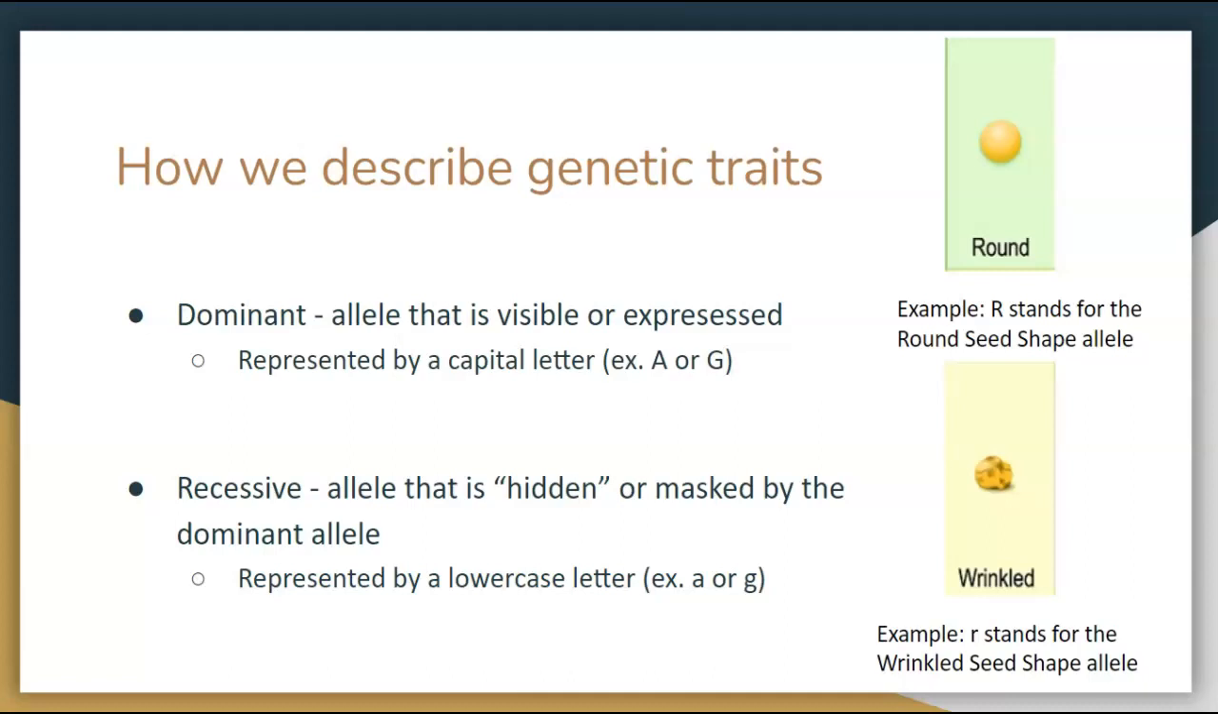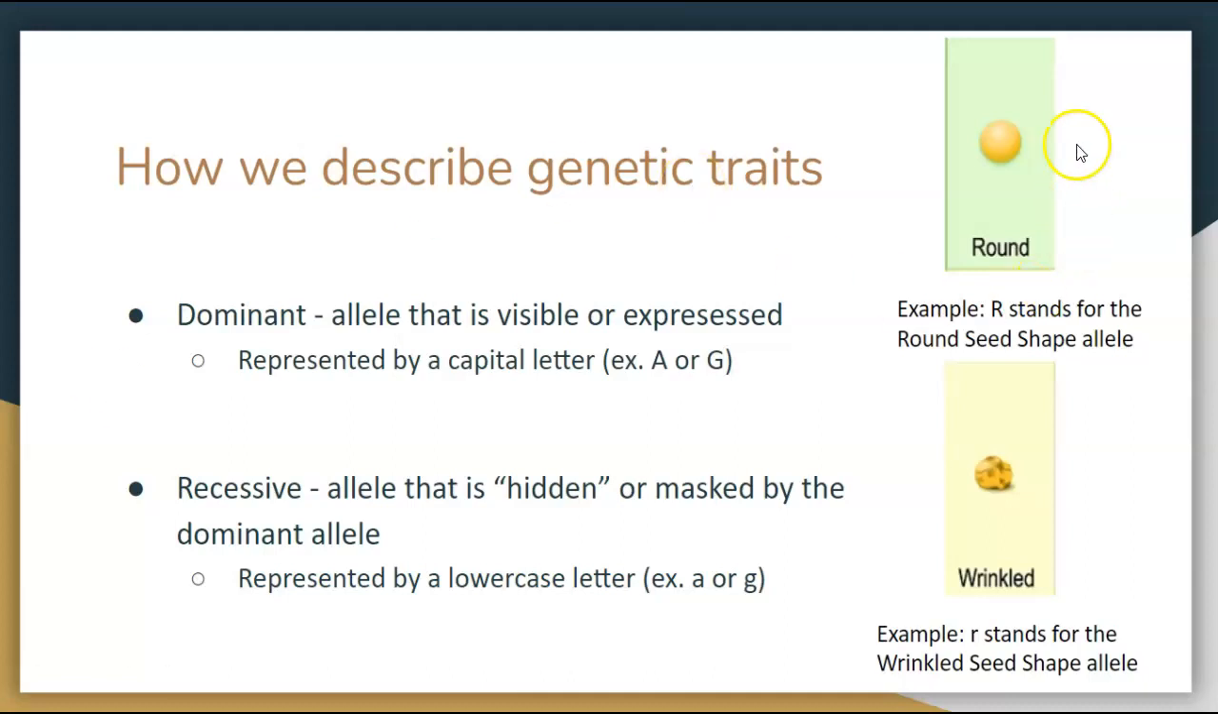So when you have a dominant allele, you always see it, right? It shows up in the physical trait, right? So we represent that by a capital letter. A recessive allele is an allele that's hidden or masked behind the dominant allele. So even if it's there, if there's a dominant allele there, that dominant allele is going to overpower, right? It's going to show, and the recessive allele is going to be hidden away. So we represent the recessive allele with a lowercase letter.